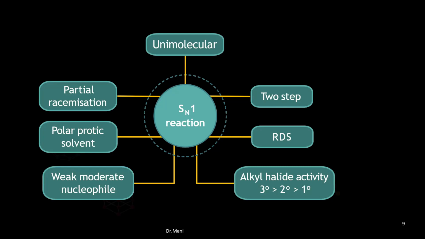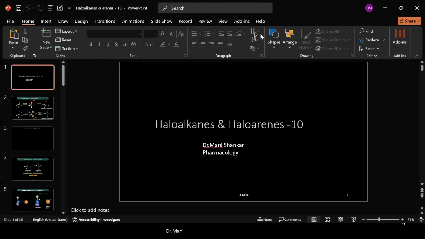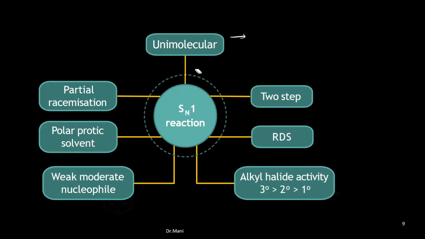Only one molecule reacts here at a time. The rate determining step will involve only one molecule. So that's what unimolecular reaction means. Remember, SN1 reactions are unimolecular because the rate determining step in an SN1 reaction involves only one molecule, that is the alkyl halide, this RX. That's why it is called a unimolecular reaction.